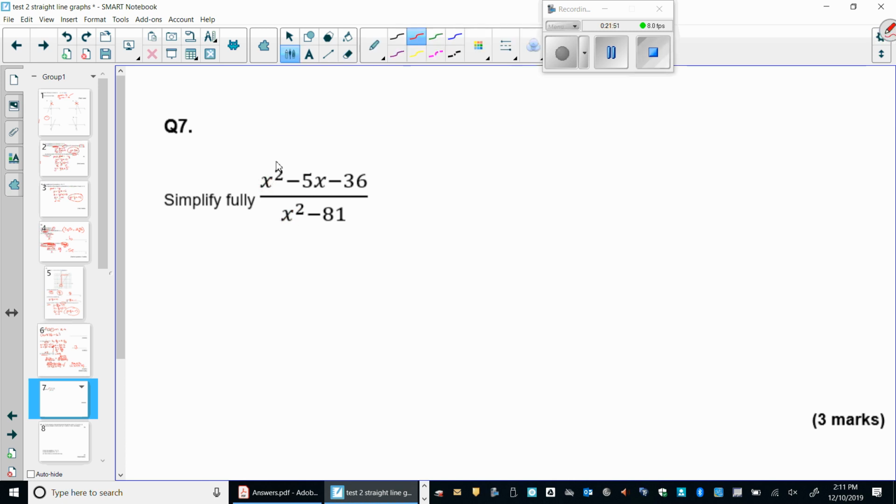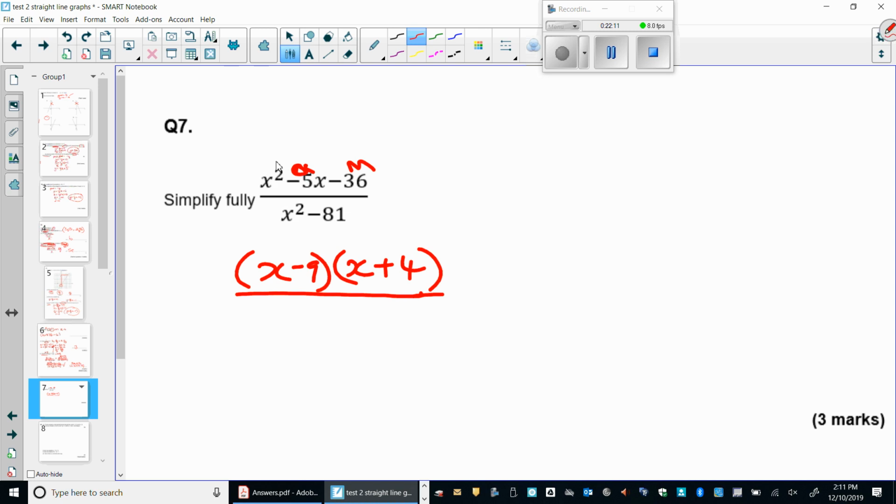Okay, so we're trying to factorize. So we're looking for two brackets. I'm going to have to do this, but you need to go for speed. So we're trying to multiply it to give negative 36 and add to give negative 5. So that is going to be negative 9 and positive 4.